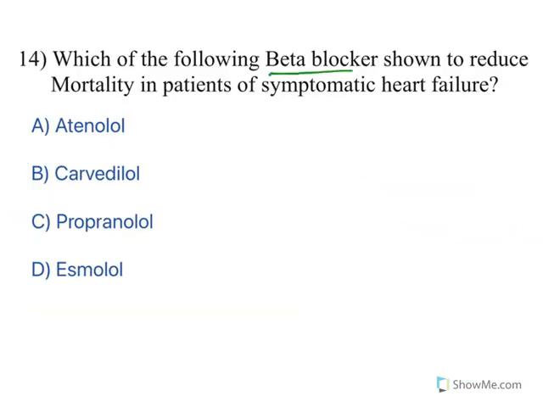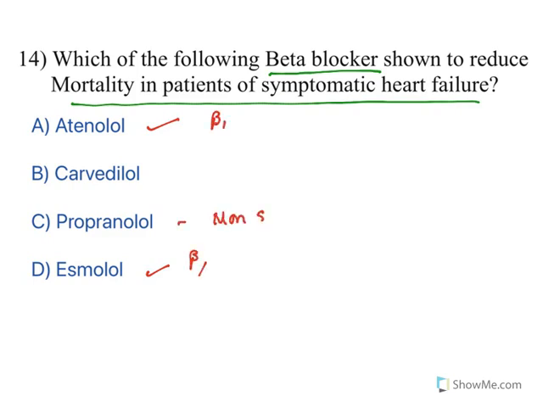Now, which of the following beta blockers is shown to reduce mortality in patients of symptomatic heart failure? Look at the options. Atenolol, esmolol, both of them are beta-1 selective blockers. Now, propranolol, non-selective beta blocker. Now, carvedilol, alpha and beta blocker. Which is shown to reduce mortality in heart failure patients is carvedilol.